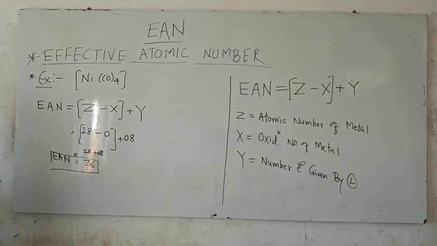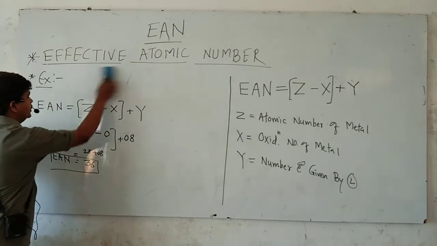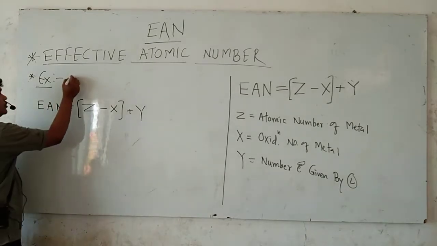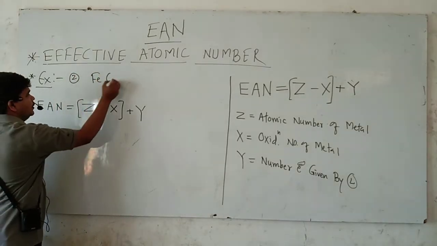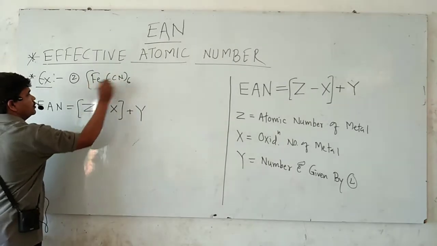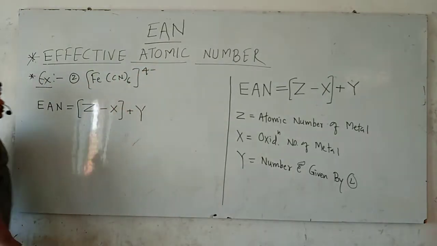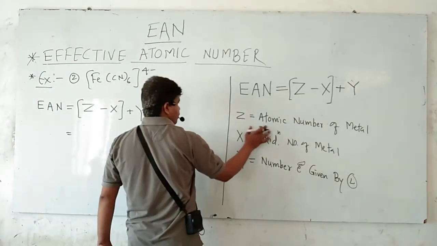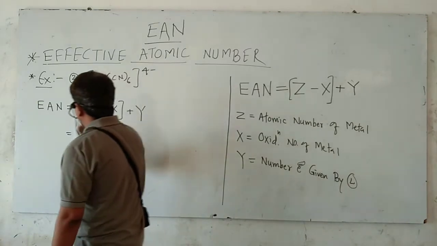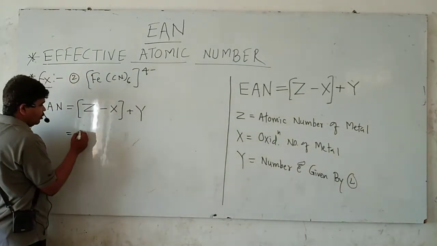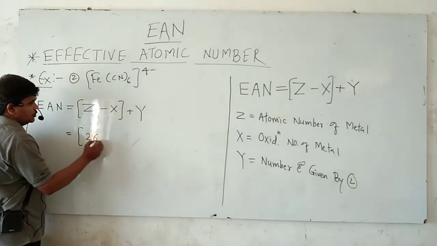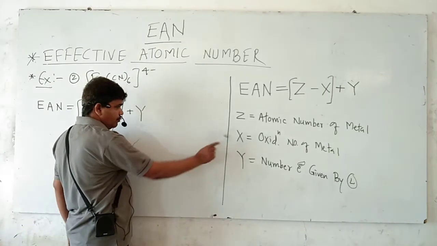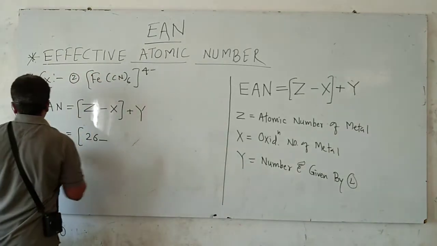Now second example. Consider the example [Fe(CN)6]4-. Okay, what is Z? Z is nothing but the atomic number of metal. So what is the atomic number of Fe? Atomic number of Fe is 26, minus X. What is X? Oxidation number of metal. What is the oxidation number of metal here?